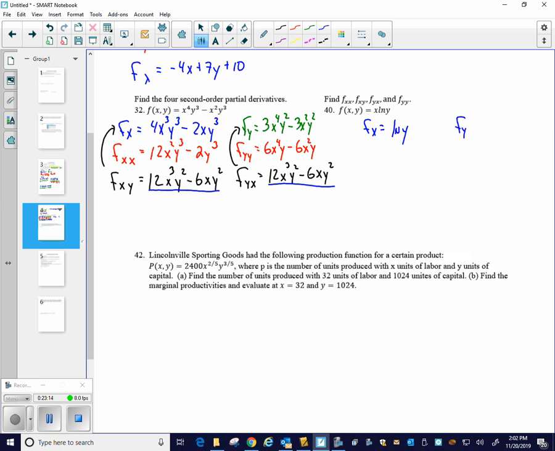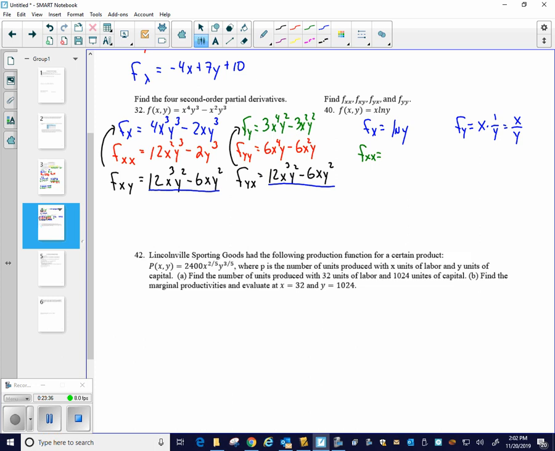f_y. Now the x is constant. Take the derivative of natural log of y, keep the x, which is 1 over y. And I'm going to rewrite that as x over y. It's the same thing. Now I need to find all the second order partial derivatives. So I'm going to do f_xx first.